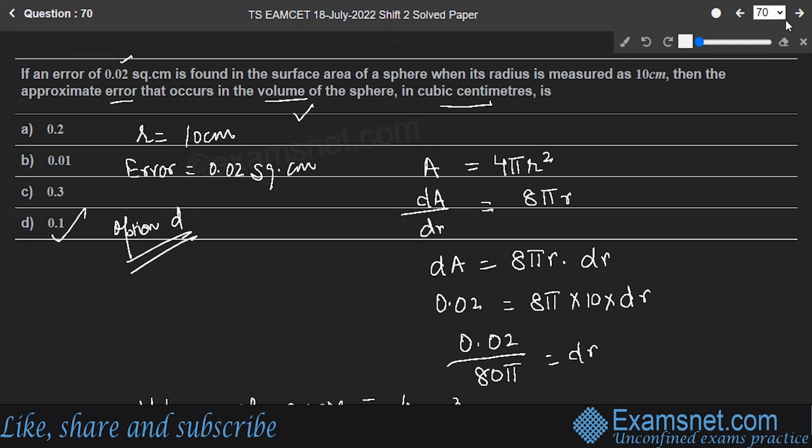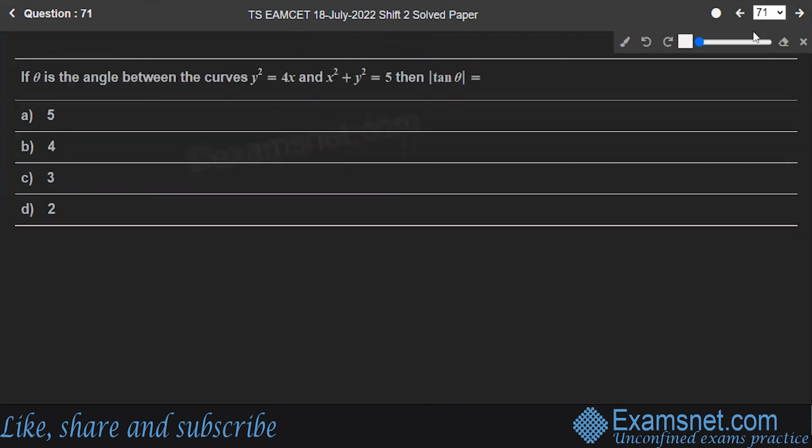Hope you got that. Next, question number 71. It says if theta is the angle between the curves y square is equal to 4x and x squared plus y square is equal to 5, then tangent of theta is equal to. So the two curves are y square is equal to 4x and x square plus y square is equal to 5. Let's find out the derivative with respect to x.